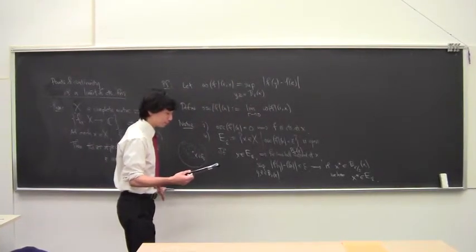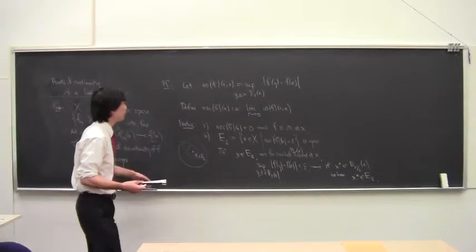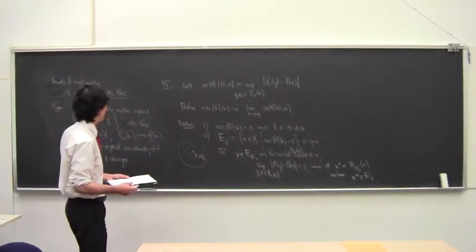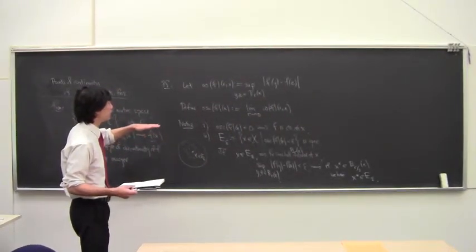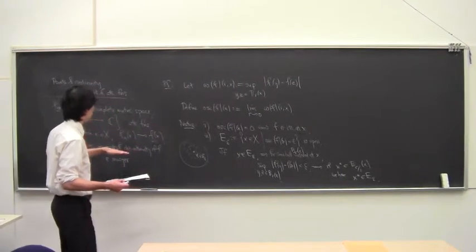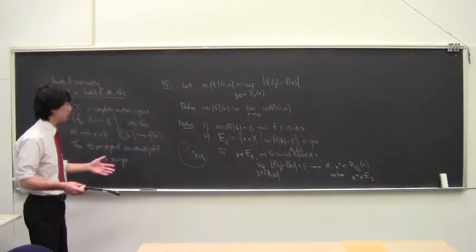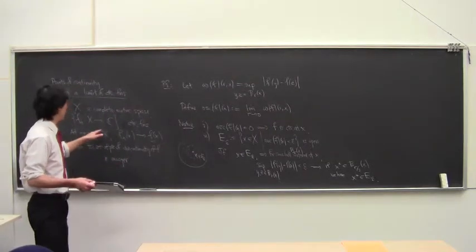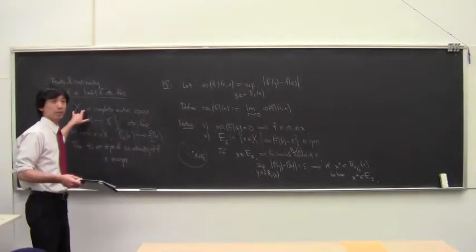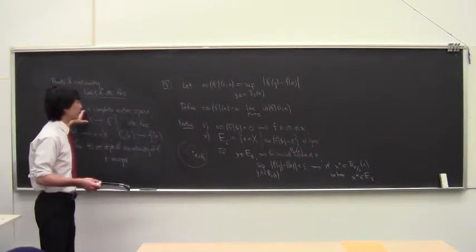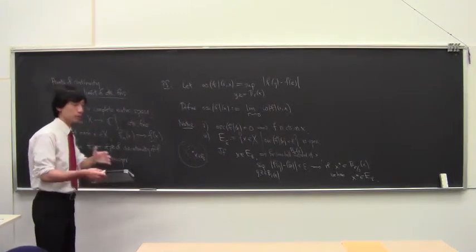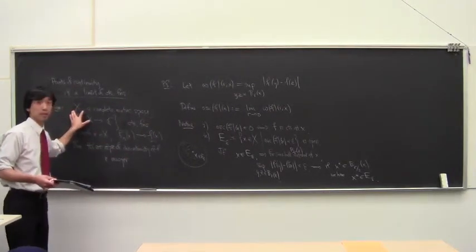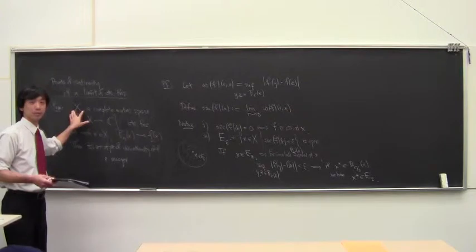Okay. So what are we going to do with this oscillation? We're going to use this definition to create a bunch of sets whose union exhausts the space, a bunch of sets whose union is all of X.